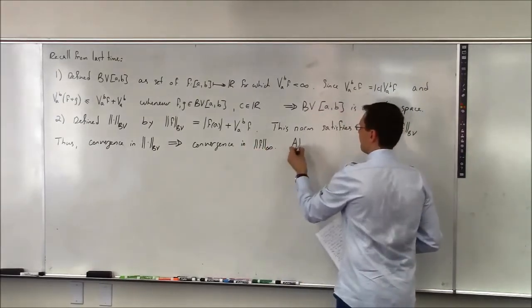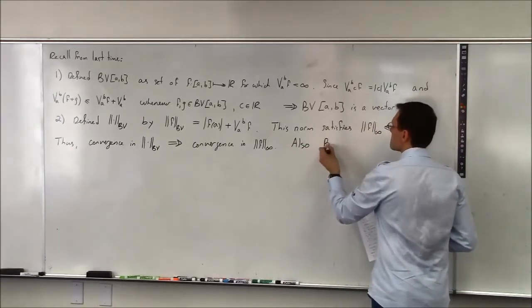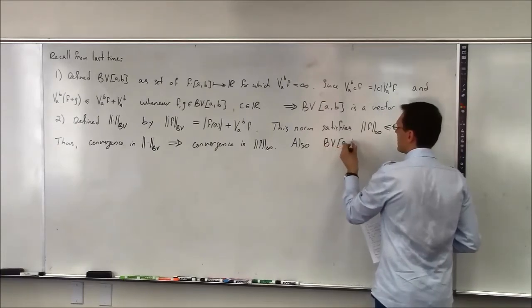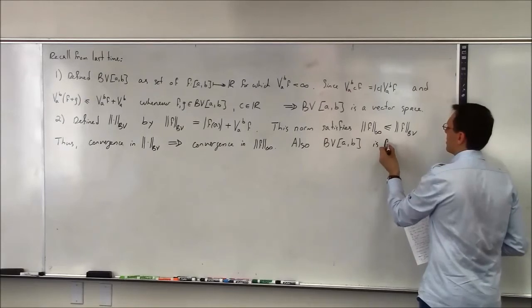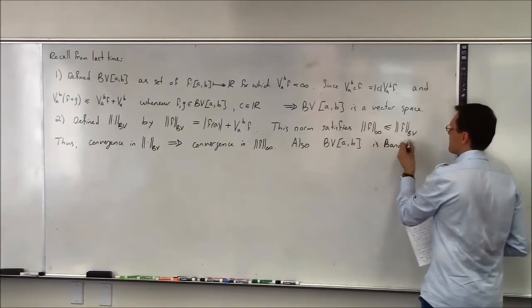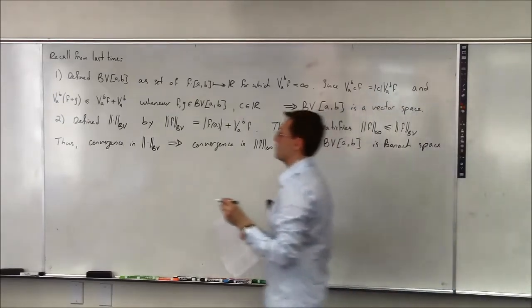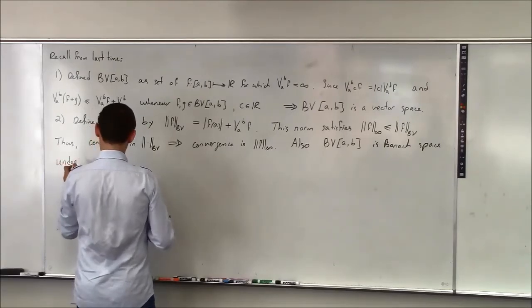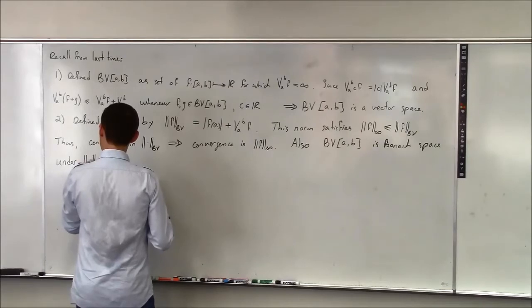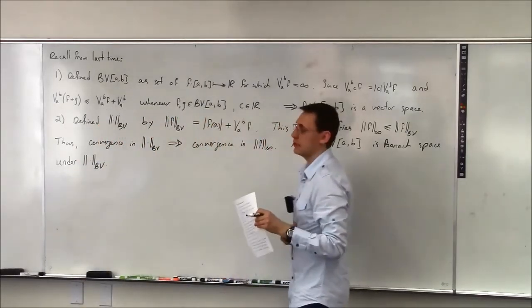Also, BV is a complete vector space, so it is Banach. It's a Banach space under this norm. So in other words, it's complete.